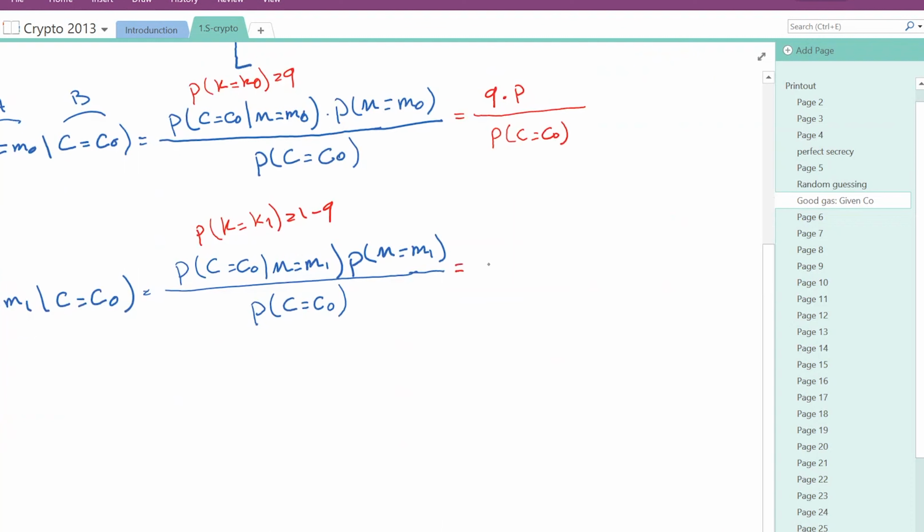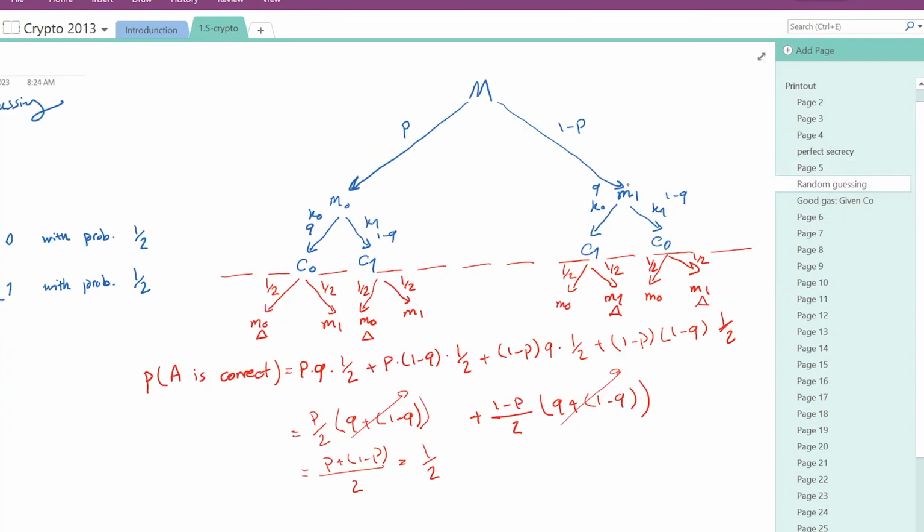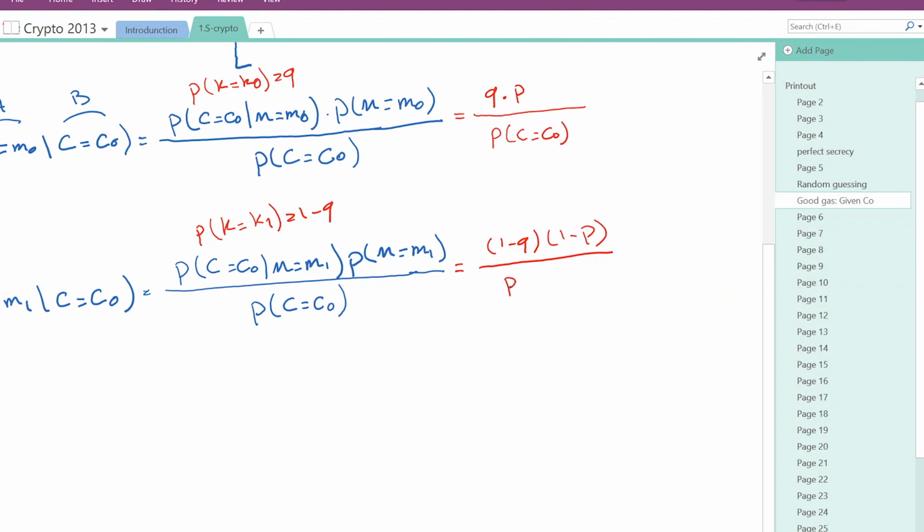And for the second one, I can do the same computation. The first one is 1 minus Q. And then the probability of M being M1, based on the computational tree, is 1 minus P. And the probability of C equals C0, right? So remember that these two denominators are equal, so I don't really have to spend time doing this computation. I can just treat them as a constant.